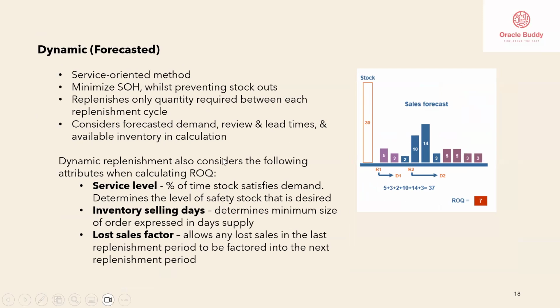For dynamic replenishment, also consider the following attributes while calculating ROQ. One is service level, the percentage of time stock satisfies demand. It determines the level of safety stock that is desired. Inventory selling days determines the minimum size of order, expressed in days supply. Lost sales factor allows any lost sales in the last replenishment period to be factored into the next replenishment period.